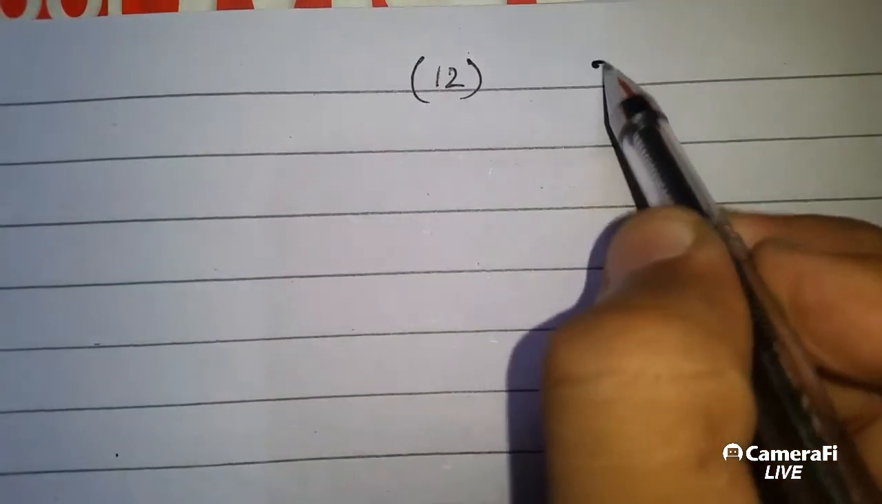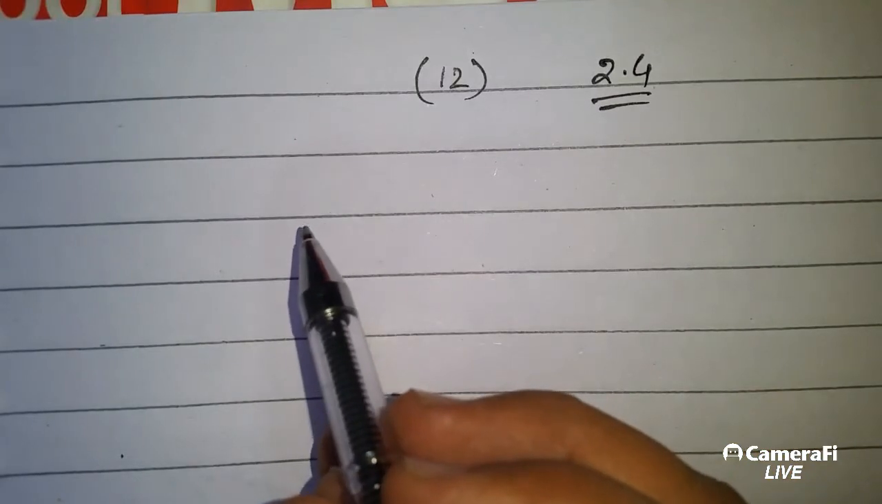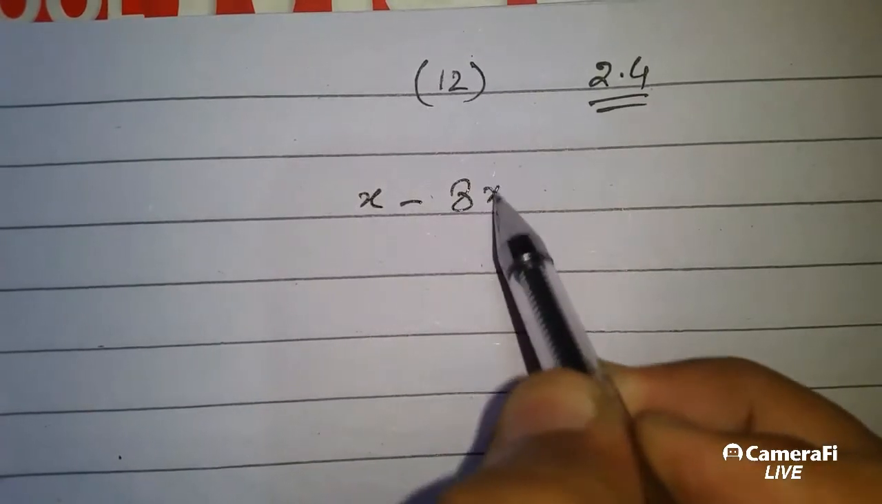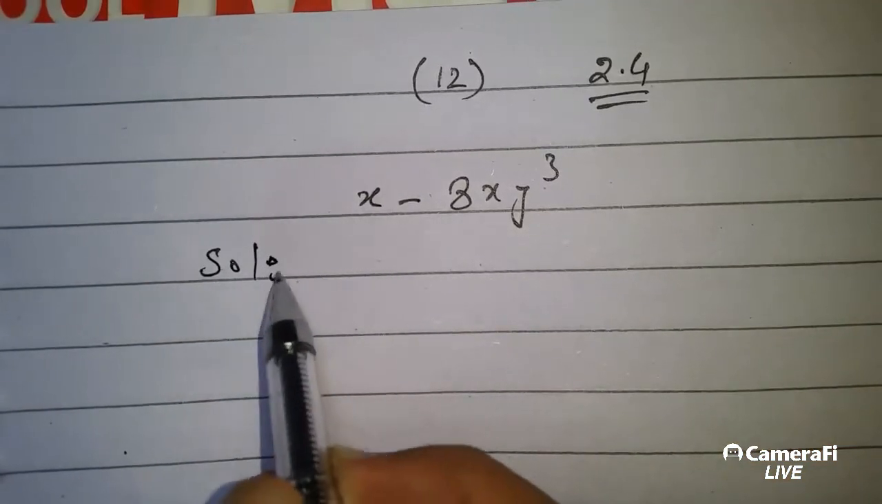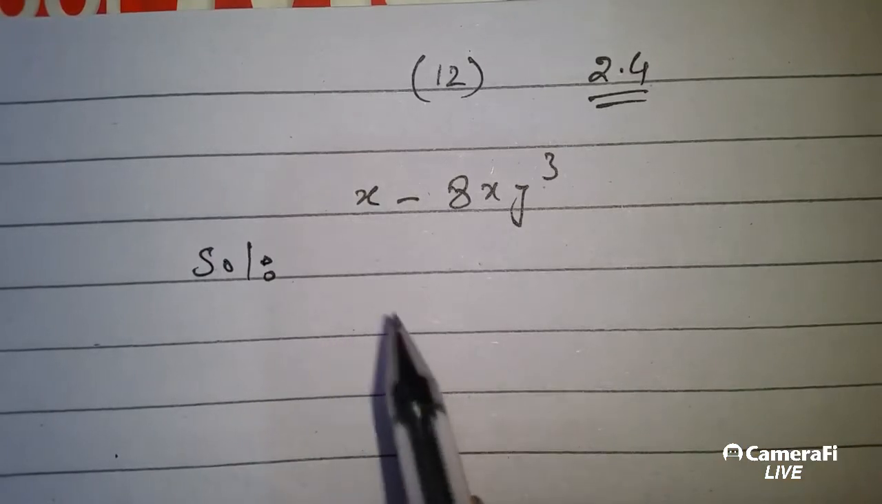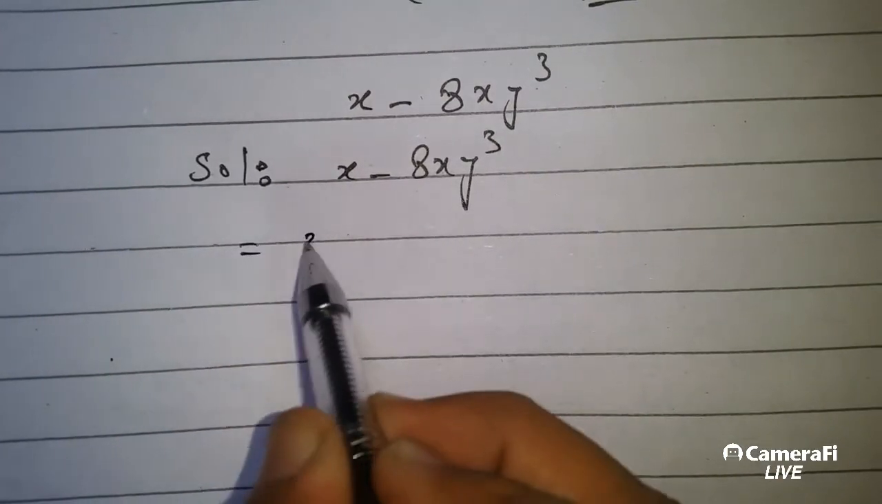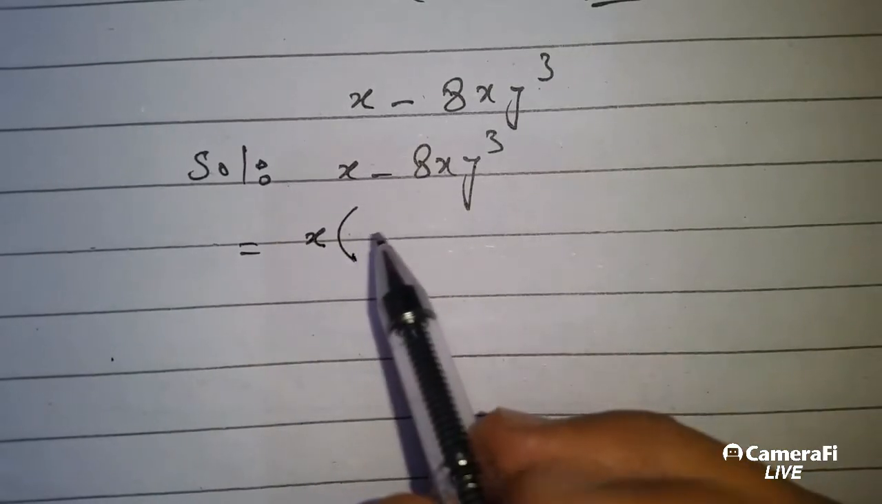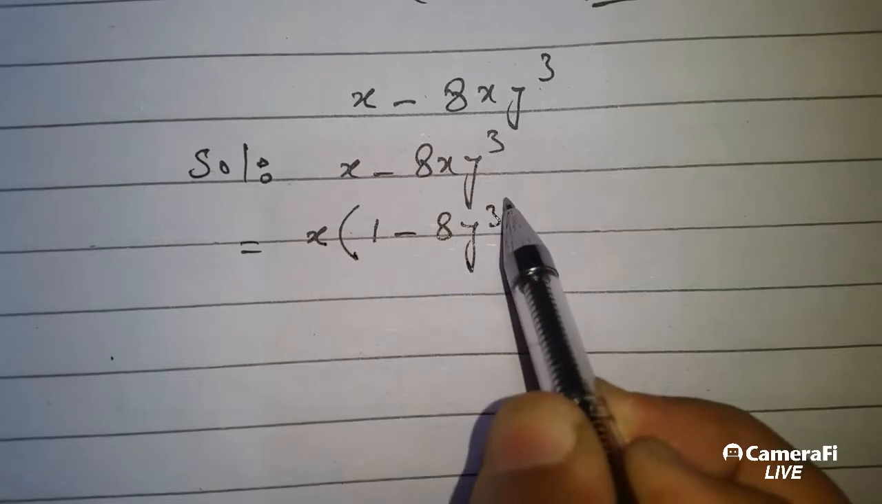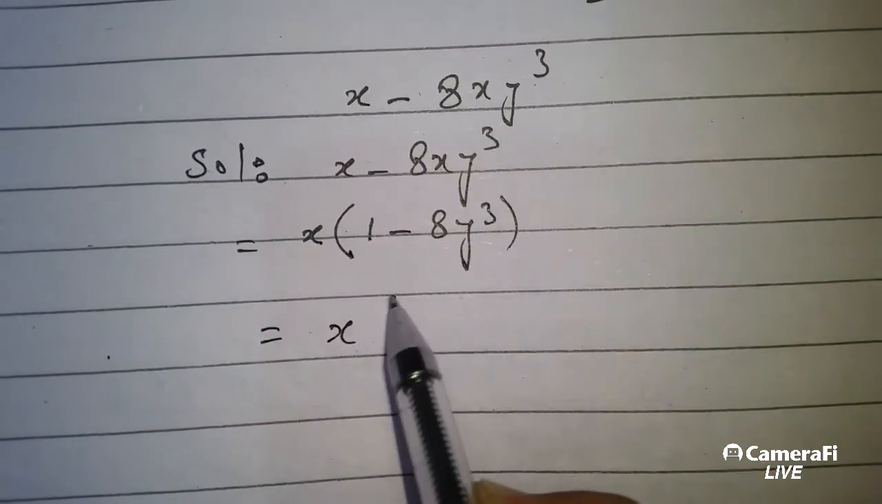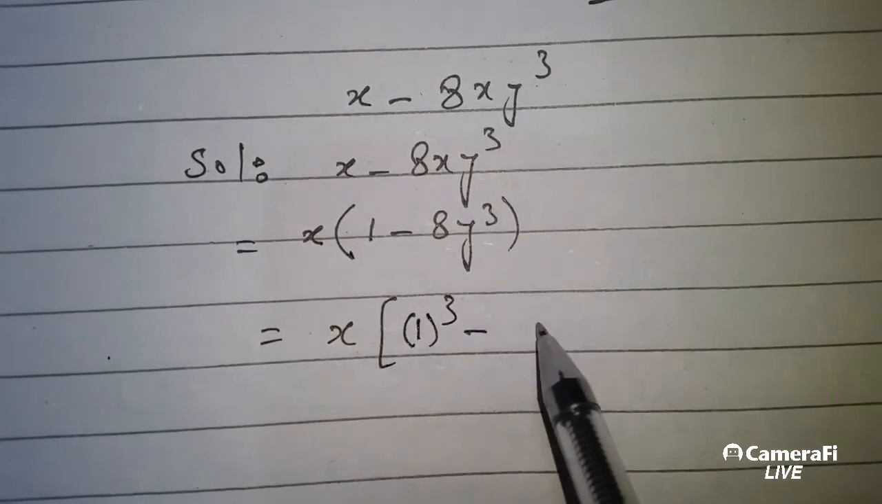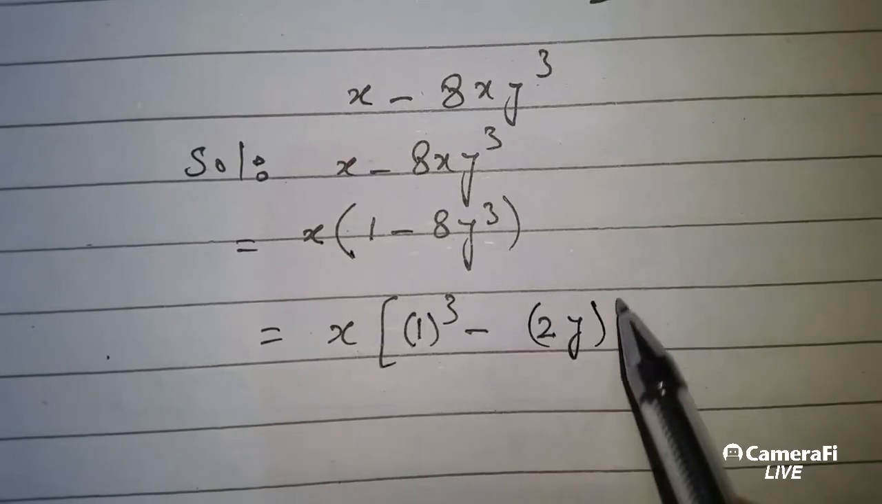Question number 12. Exercise is 2.4. The question is x minus 8xy cube. Here we can take x as a common factor from these two terms. And now we can write 1 as 1 cube and 8y cube as 2y whole cube.